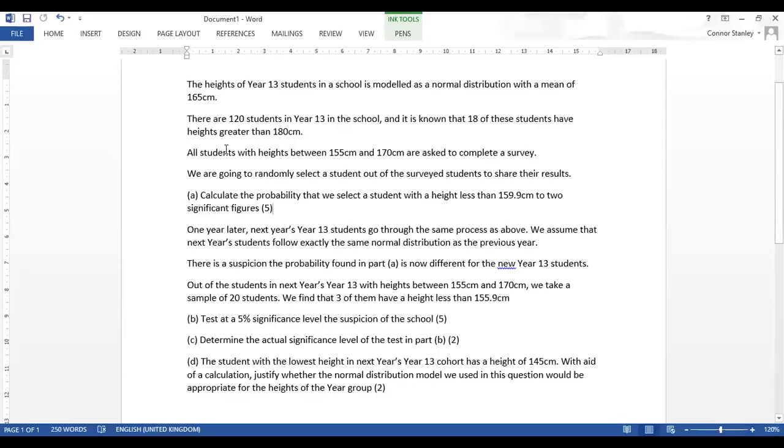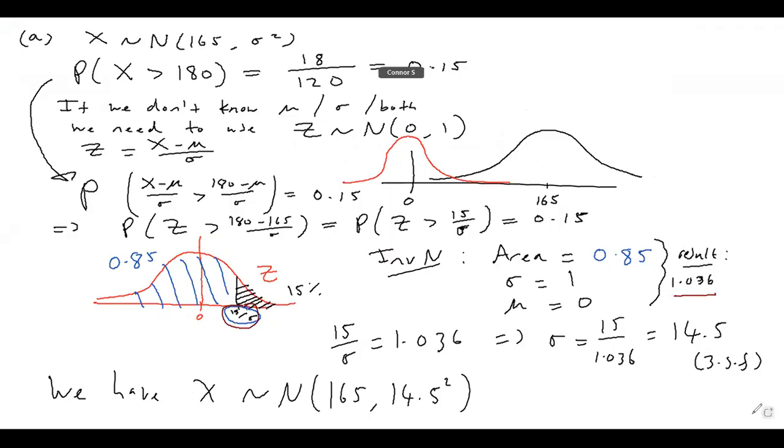Yep. So question A. So again, we're going to survey students who have a height between 155 centimeters and 170. And we're going to randomly select a student out of these students with a height between 155 and 170. What is the probability that out of these students, we select a height less than 159.9 centimeters, two significant figures? So again, this is kind of like a conditional probability question. I'm going to go to the next page to do this.